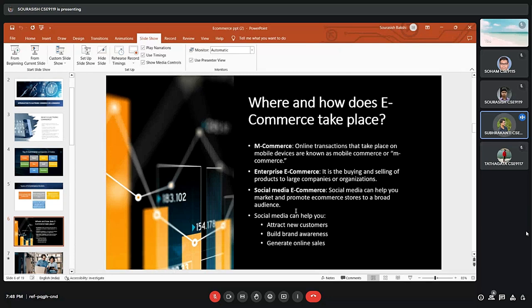The second one is enterprise e-commerce. Basically, it is the buying and selling of products to large companies or organizations. The next one is social media e-commerce. Basically, social media can help you market or promote your e-commerce stores to a broad audience.